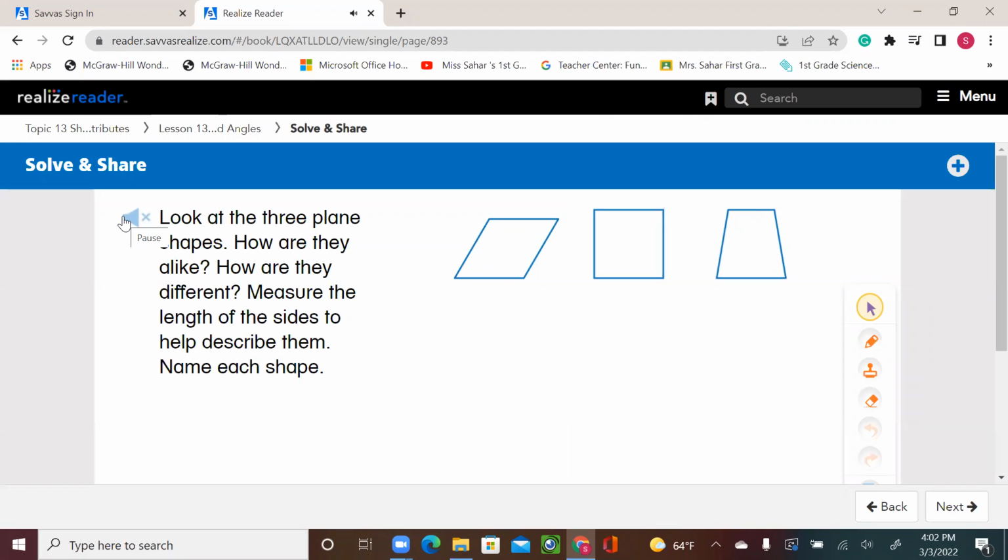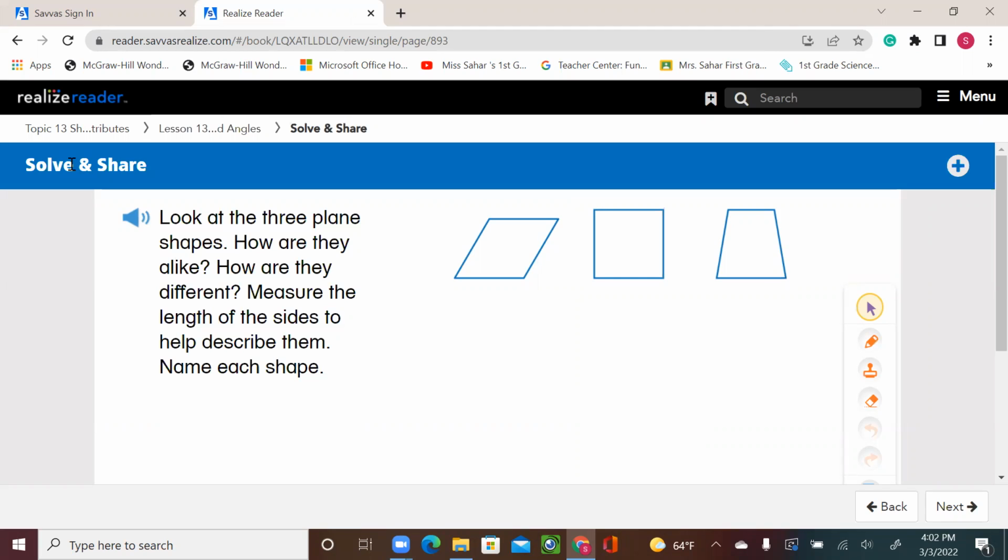Look at the 3 plane shapes. How are they alike? How are they different? Measure the length of the sides to help describe them. Name each shape. This is a fun activity. It's like a little revision of what you covered in a previous lesson.